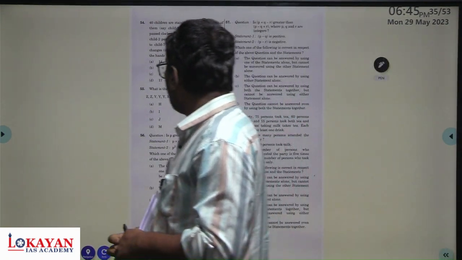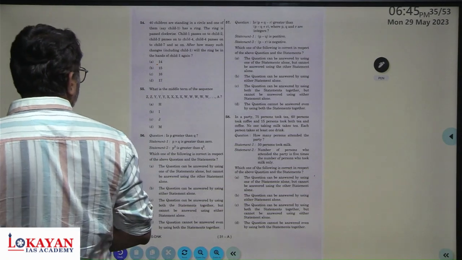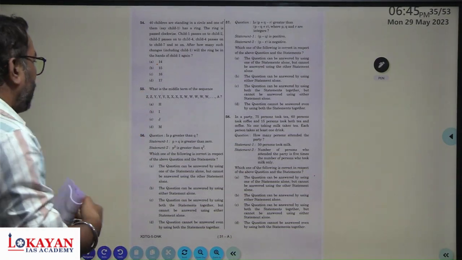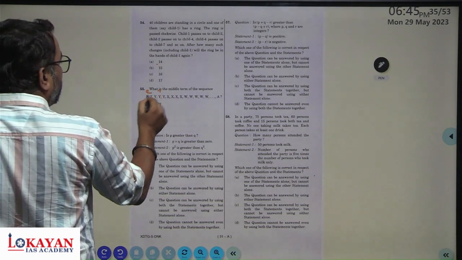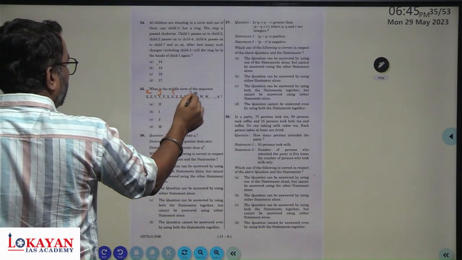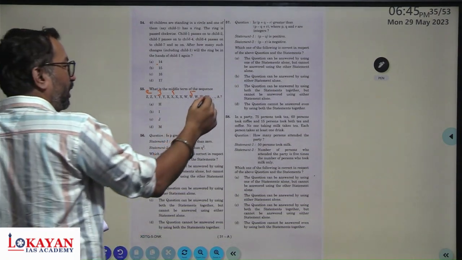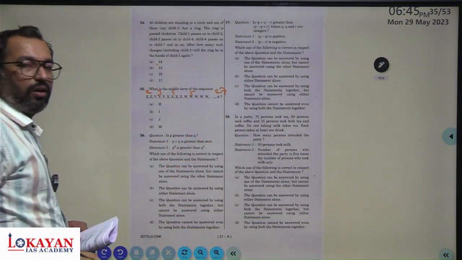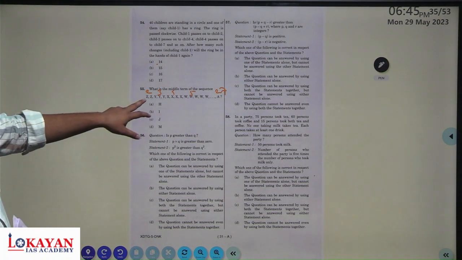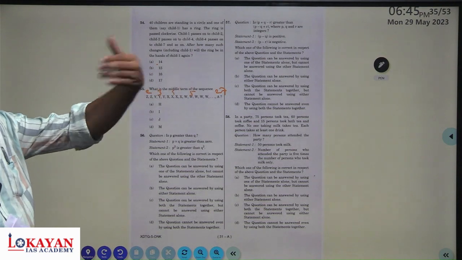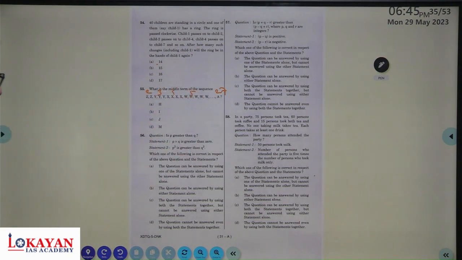Question number 55. What is the middle term of the sequence ZZ plus YYY plus XXXX...? Z 2 times hai, Y 3 times hai, X 4 times hai, W 5 times hai. So in this way it is increasing. That means A kitne time hoga? 27 times hoga, kyunki last wala jo digit hai woh 2 baar liye. So first wala digit will be taken 26 times and this digit will be taken 27 times.